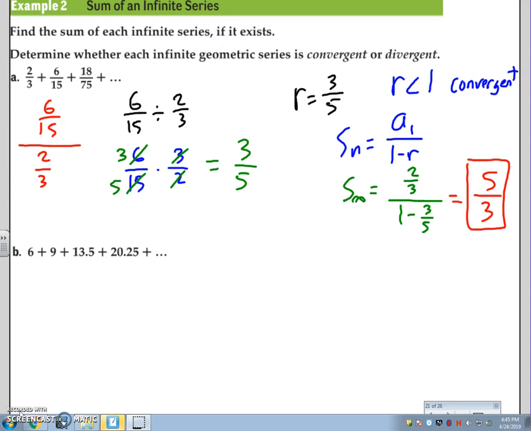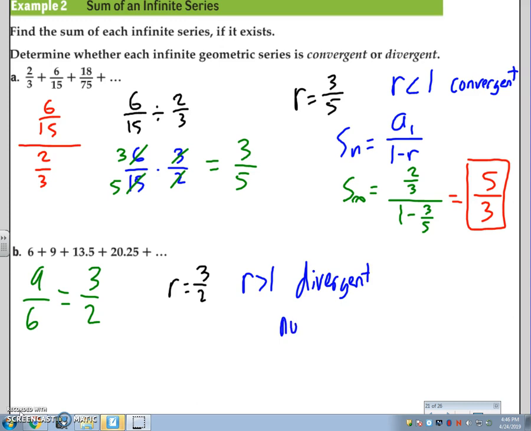For this bottom one, we're going to try the same thing. Let's see what r is. Second number divided by first number. That does reduce. Dividing by 3, that's 3/2. That's more than 1, because r equals 3/2. That is, r is greater than 1. That means divergent.